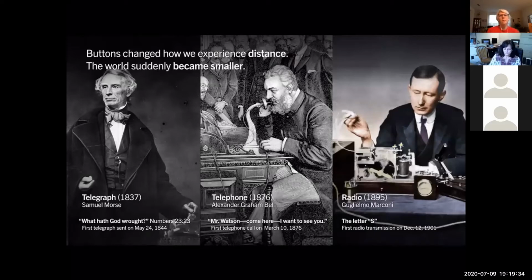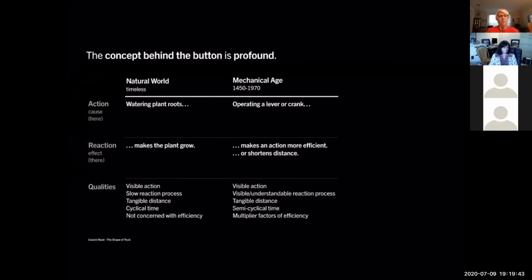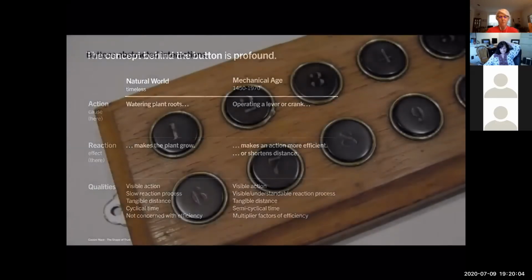Not only did the button in the mechanical age make things more efficient, it also shortened the distance. And as we're seeing here, the natural world isn't concerned with efficiency, but that's what the mechanical age was really about. The actions were visible, the reactions were mostly visible, and things were happening within our close physical distance. It was semi-cyclical within time, but it was really about efficiency.